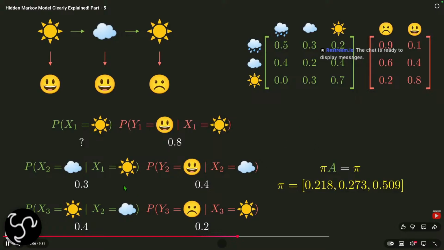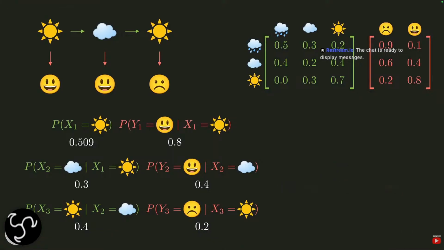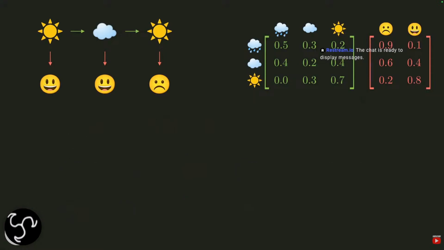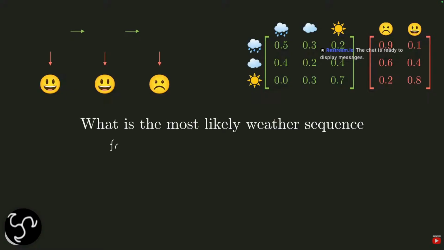We can compute the product. And the answer turns out to be 0.00391. Okay, let me hide the states now. So, we only have a sequence of the observed variable. Here I'm going to ask a more interesting question. What is the most likely weather sequence for this given mood sequence?